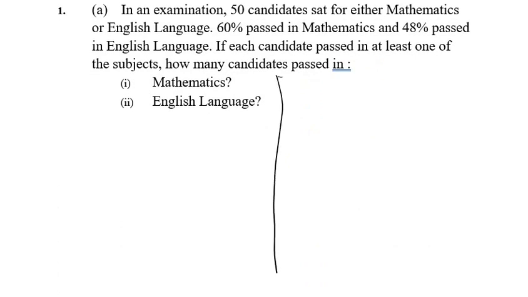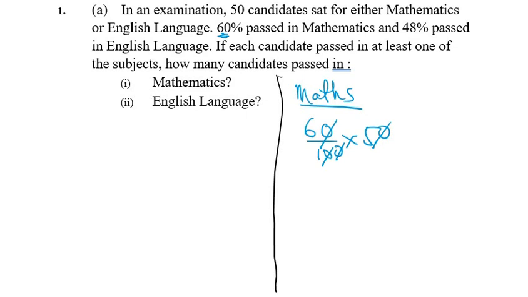Let me just rule a line here. For those who passed in maths, we know they said 60%. So we will find 60% of the 50. So we are going to get 60 over 100 times 50. The 0 cancels here and 0 and 0 cancel here. So 6 times 5 will give us 30. So it means that 30 students passed in maths. So for maths it's 30.